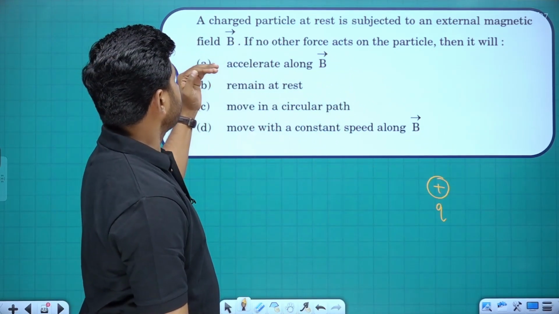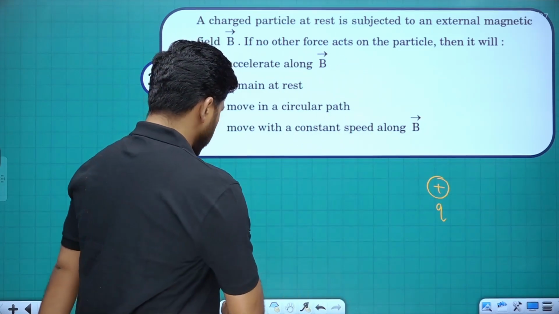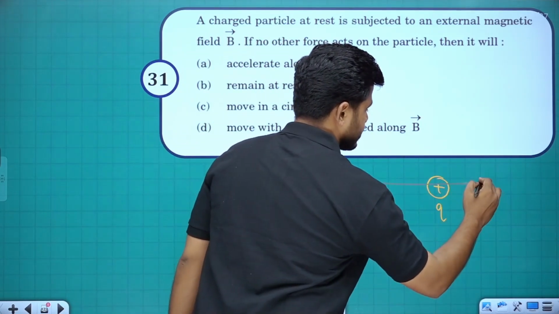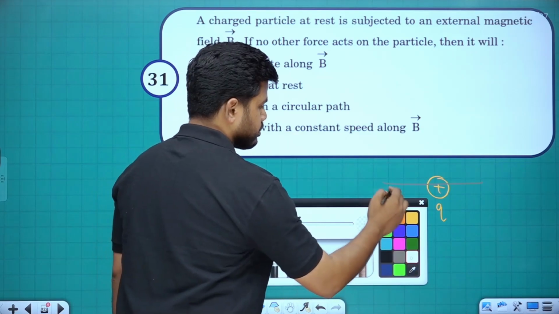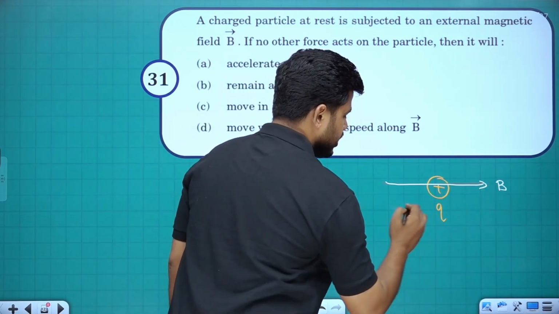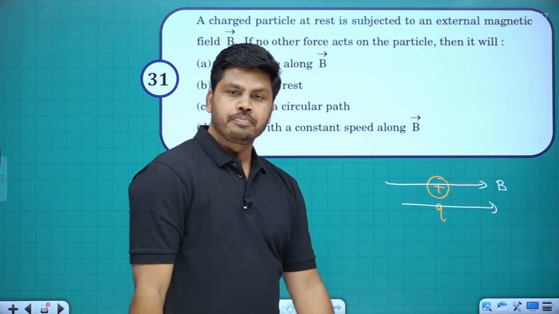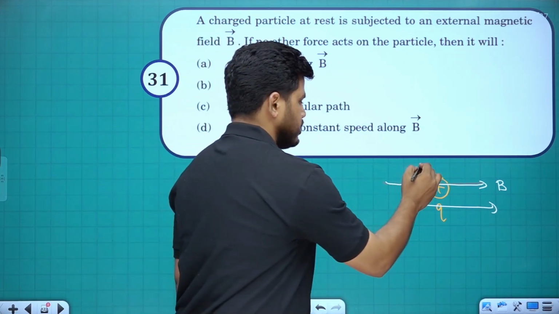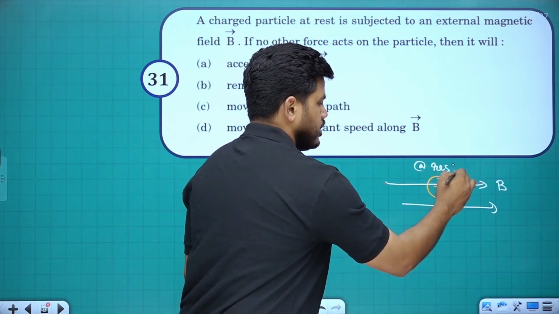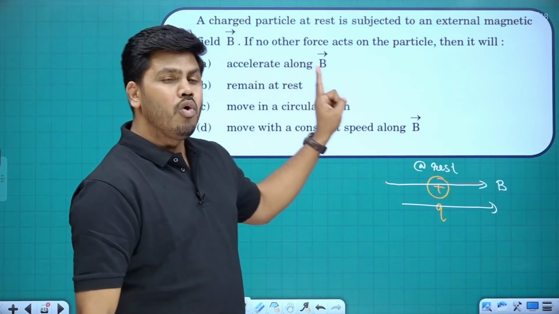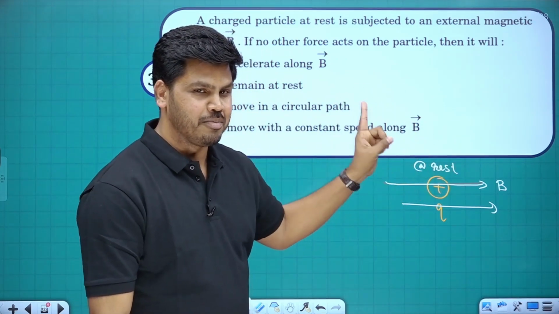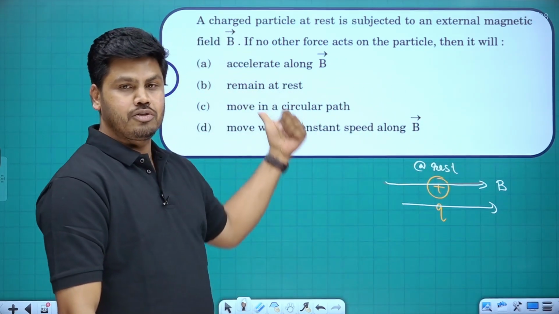Now, what do you have? We have an external magnetic field. Let me apply an external magnetic field in this case. See, we have an external magnetic field present in this region. This is magnetic field B, uniform magnetic field, suppose. That is the given situation. And remember, this charge is at rest. So the question is, if no other force is acting on the charge, then what will be the correct option?